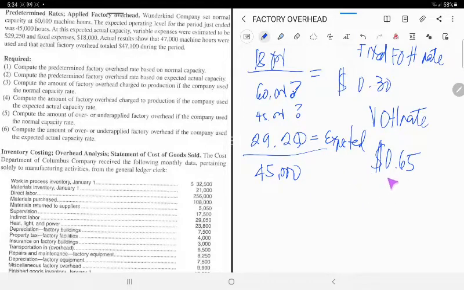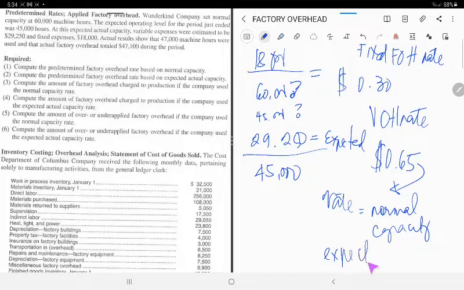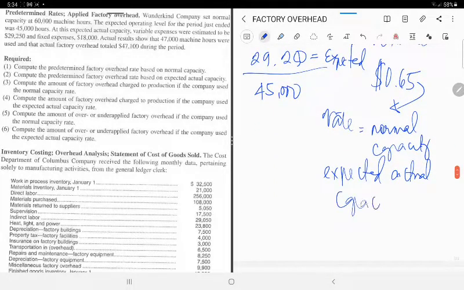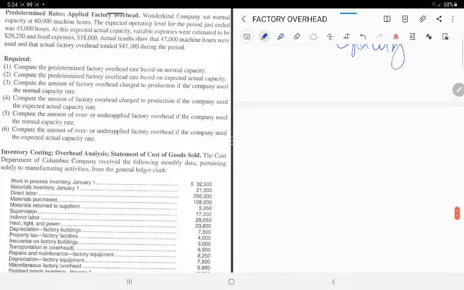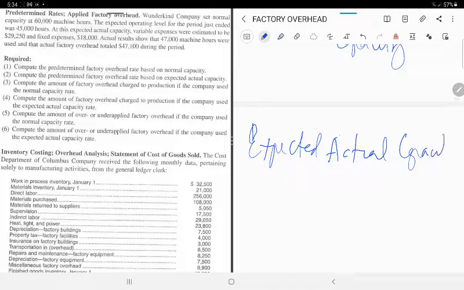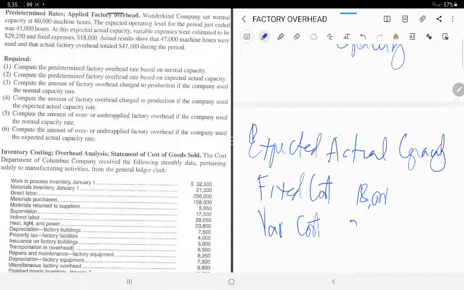Okay? So, ito yung rate, 0.65 will be the rate for normal capacity and expected actual capacity. Diba? So, pag tinanong kayo, sa expected actual capacity, how much is the fixed cost? 18,000. How much is the variable cost? 29,250.